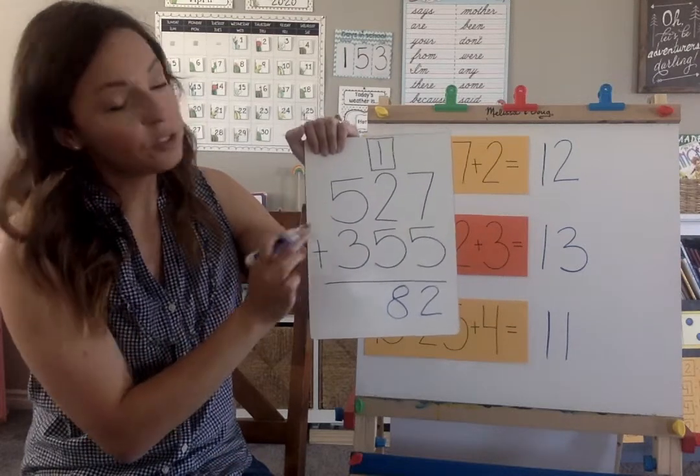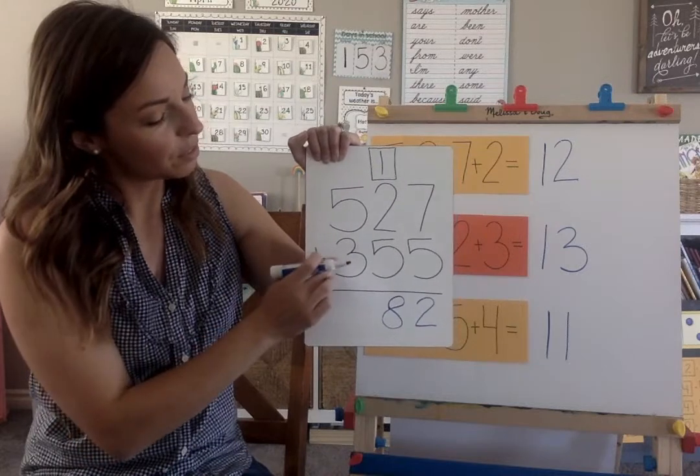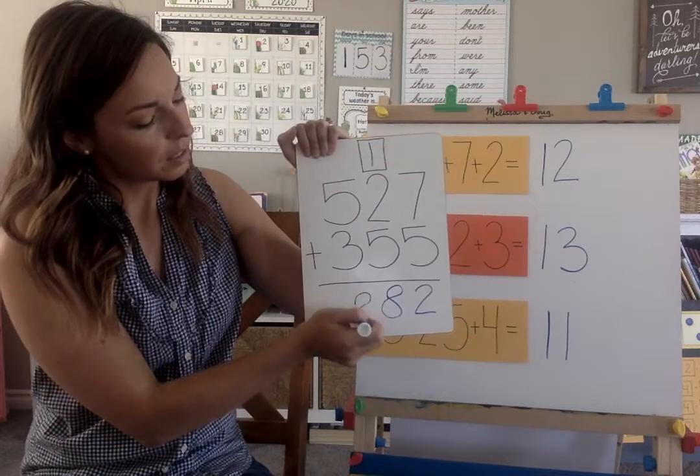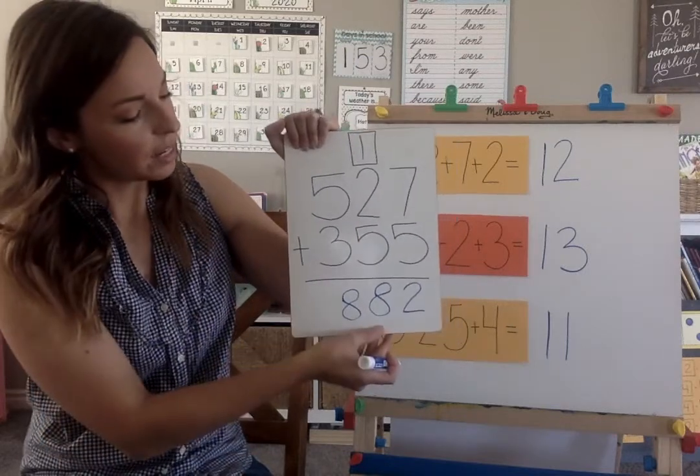And then for the hundredths place, we just add the numbers that are there. 5 plus 3 equals 8. So our answer is 882.